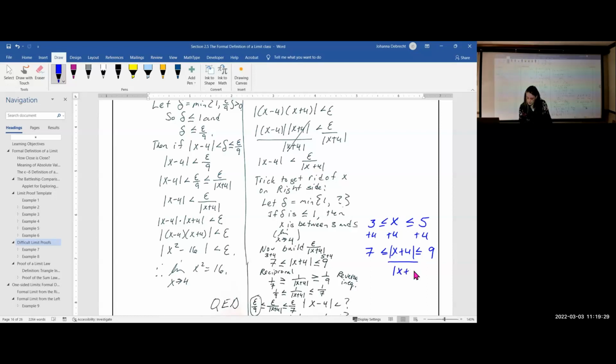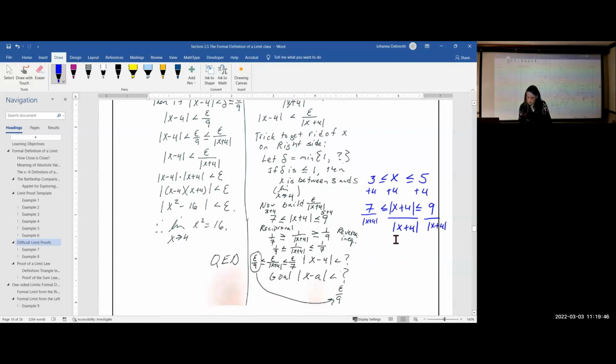So I'm going to divide both sides by the absolute value of x plus 4. And I'm going to ignore the 7, which of course I could also divide by the x plus 4 to keep it all the same. But I'm really only focused on the upper end right now because I want it to be larger than something. So now I've got 1 less than or equal to 9 over the absolute value of x plus 4.